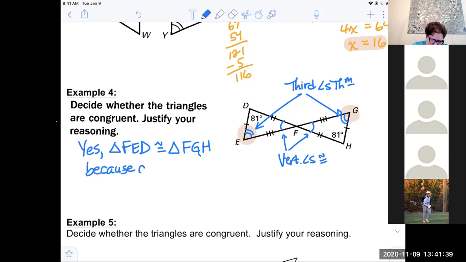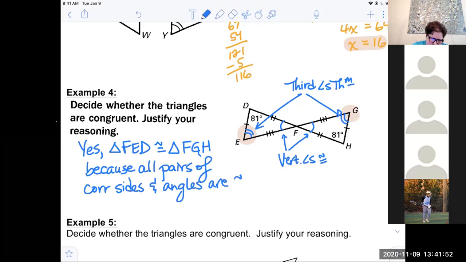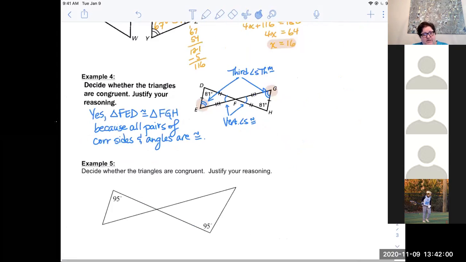Okay, so that's your congruent statement, and it would be because all pairs of corresponding sides and angles are congruent. That's the definition of congruent polygons. You can match up the vertices so that all the sides that match up are the same length and all the angles that match up are the same angle measure.